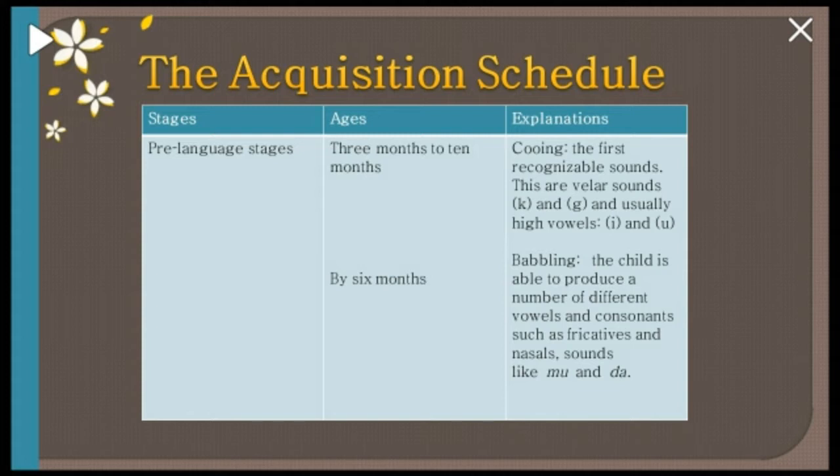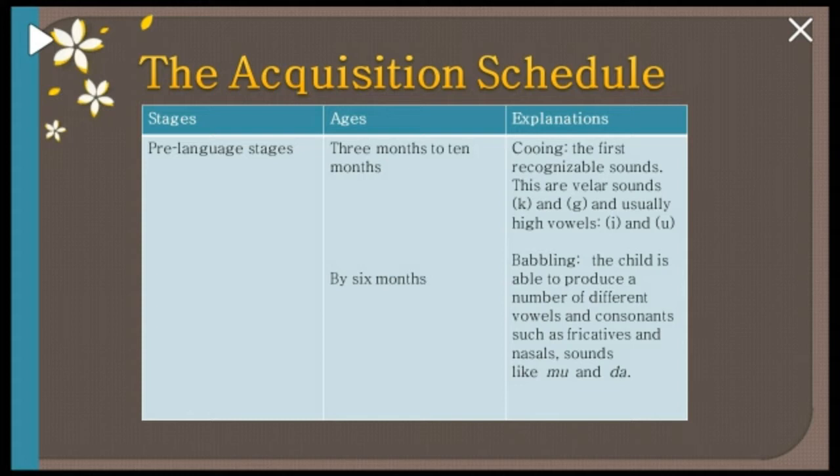The pre-language stage is divided into age categories. First is 3 months to 10 months. The explanation is the first recognizable sounds. These are vowel sounds like K and J, and usually high vowels like I and U.